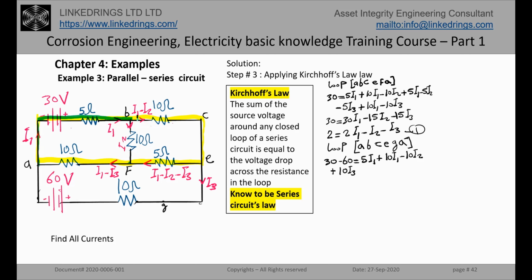This green color circuit is a closed loop circuit.